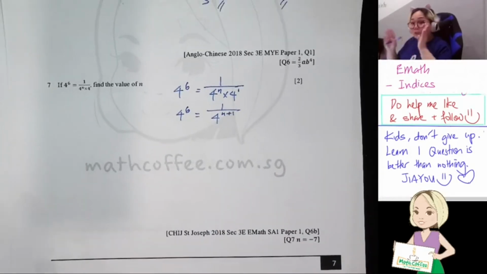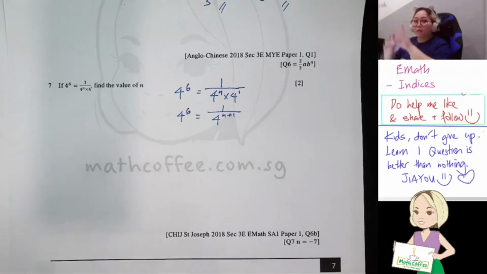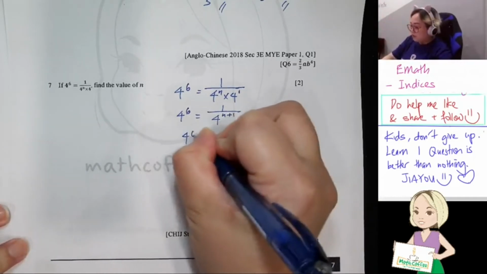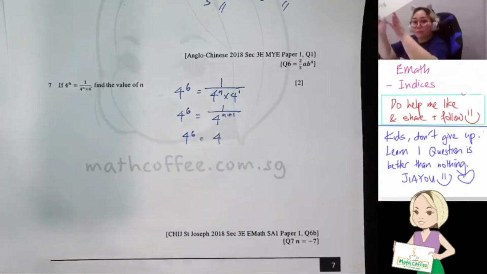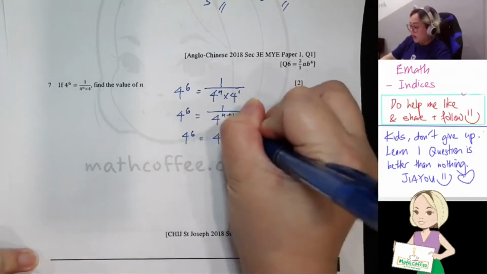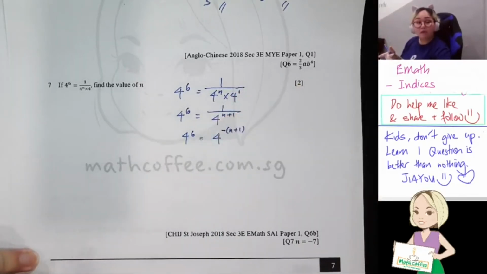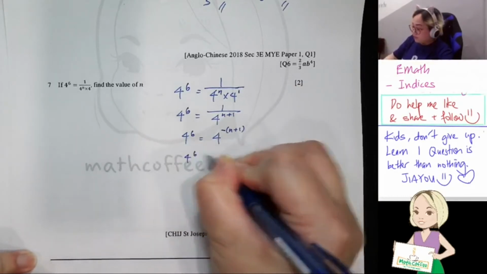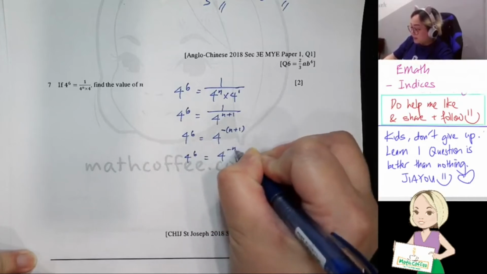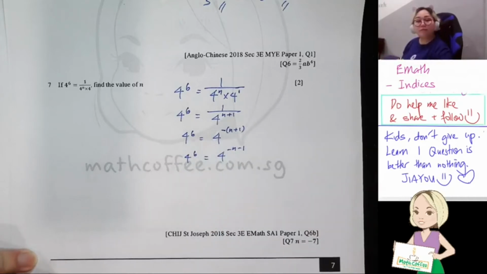Now I need to compare, but it's not ready to compare because on my right-hand side, the 4 is at the bottom. So I'm going to bring it up. Be careful, this is n plus 1. If I bring it up, I'm actually multiplying the whole power by -1. So 4 to the power of 6 equals 4 to the power of negative (n plus 1). I must put a bracket, because when you multiply by -1, you have to multiply it with both the n and the plus 1. So in the end, you get 4 to the power of 6 equals 4 to the power of minus n minus 1.